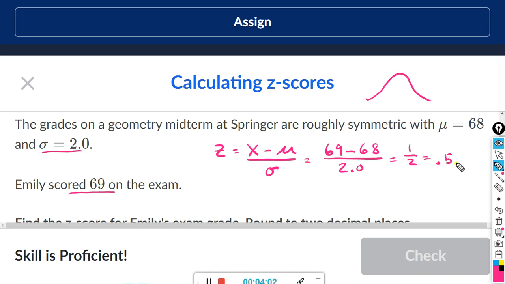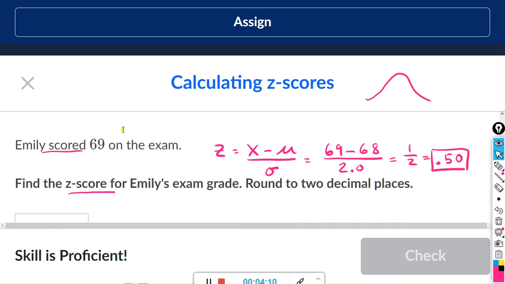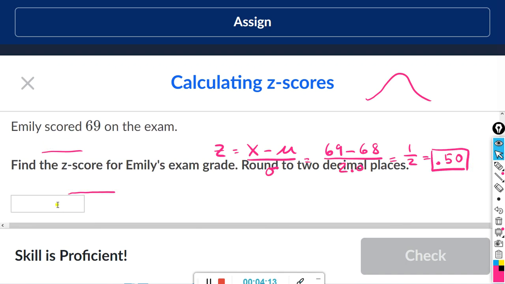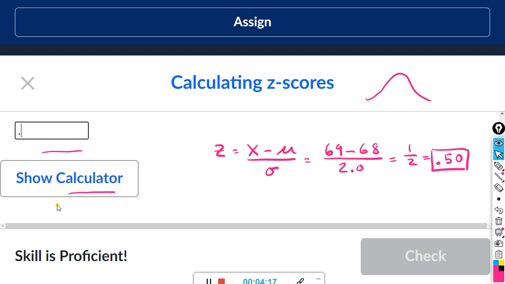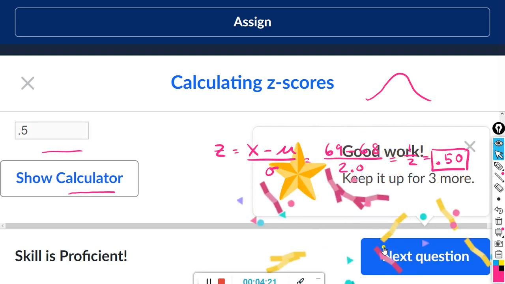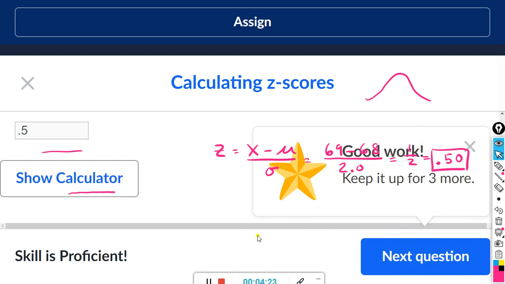It said round to 2 decimal places. I don't know if they want 0.5 or 0.50. I think either one will work. Let me just see if they take 0.5. In the box, I'm going to type 0.5. Let me see what happens. Okay, so it was 0.5 or 0.50.